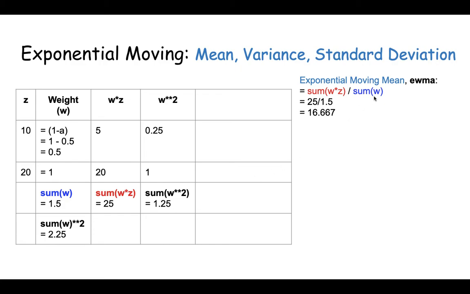or exponential weighted mean. So here the formula is sum of WZ, which is in red. We divide that by sum of W, which is here in blue. So 25 divided by 1.5, we get 16.667. So that's the exponential weighted mean, which would come next to 20. So we start at 20. So this value here for that exponential weighted mean would be 16.667.